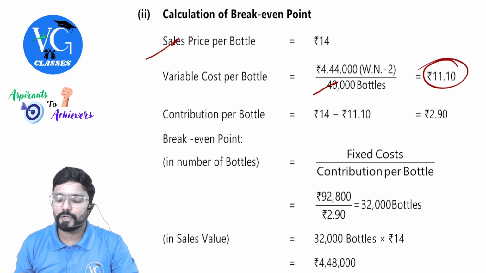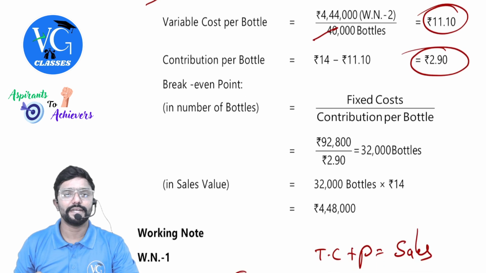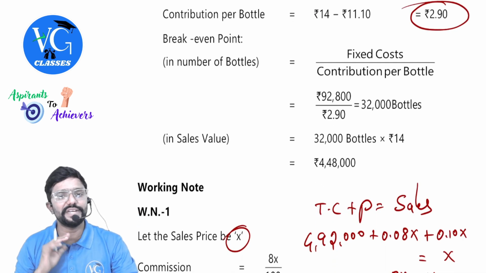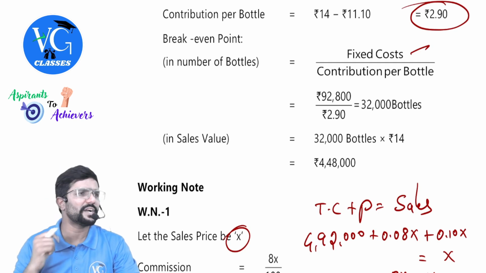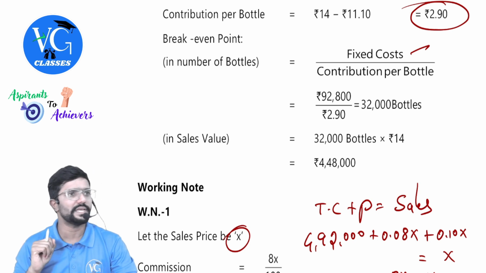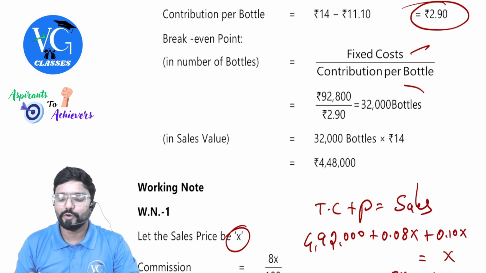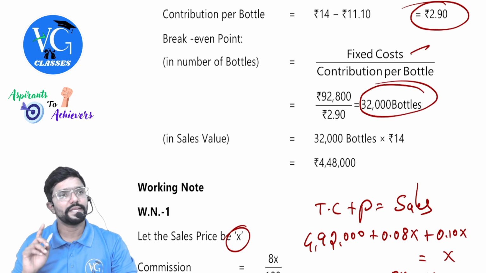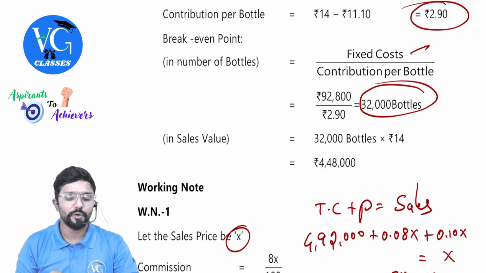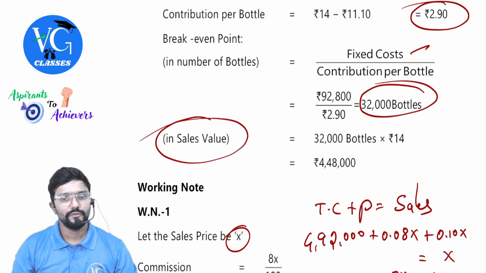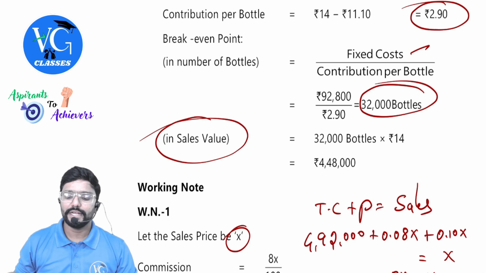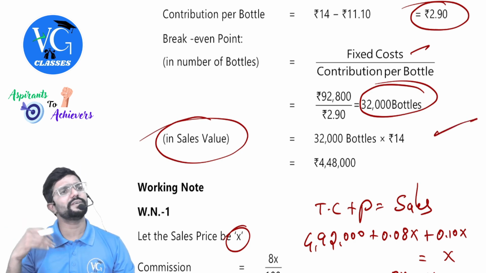11.10. So what is the contribution per bottle? 2.90. Break-even sales in units is equal to fixed cost divided by contribution per bottle. Per unit in the sense per bottle. Which will give you 32,000 bottles into selling price will give you break-even sales in rupees: 4,48,000.